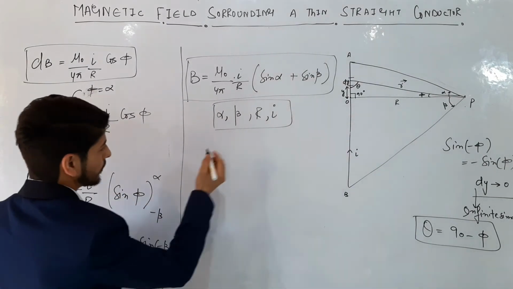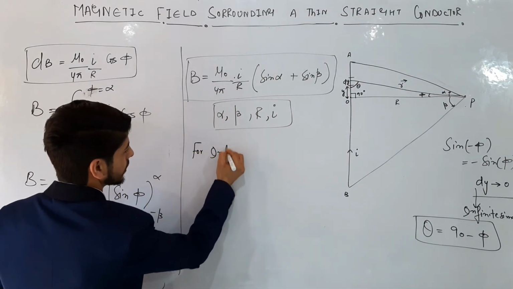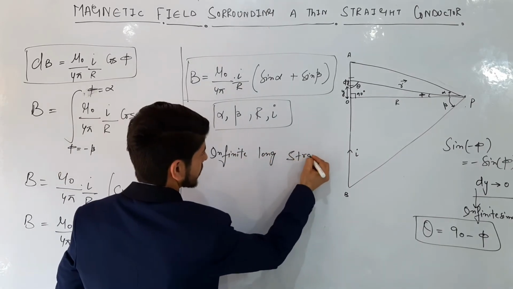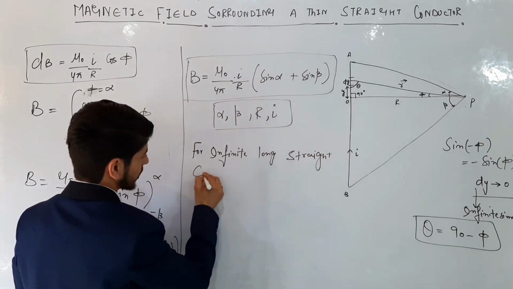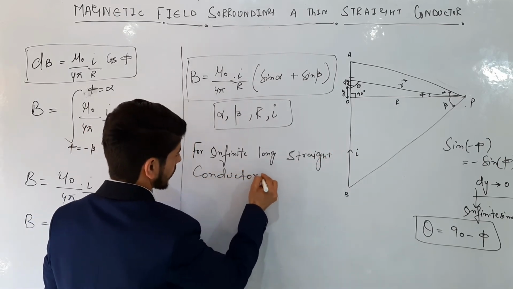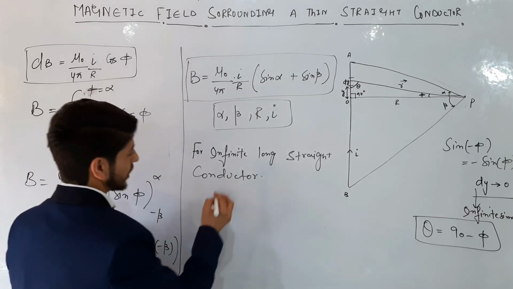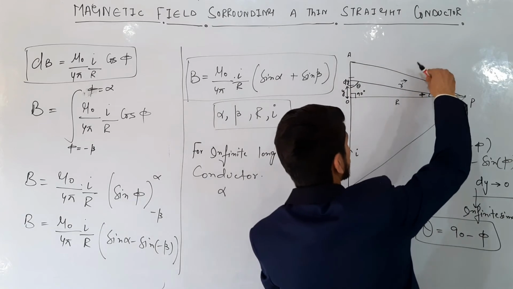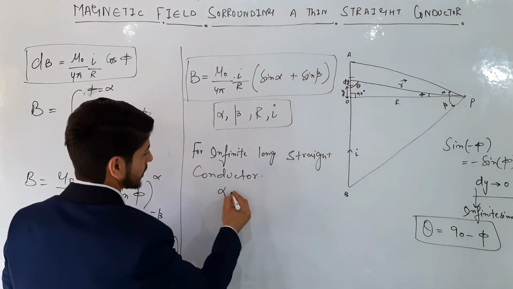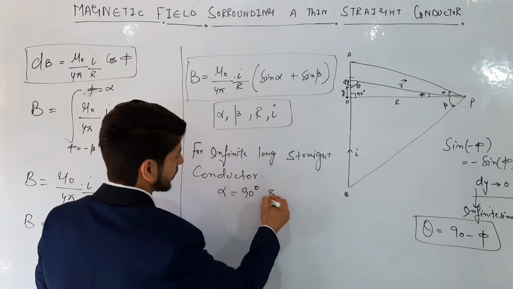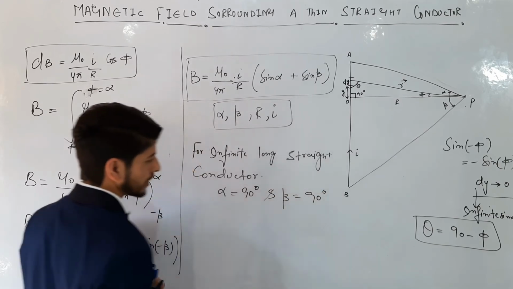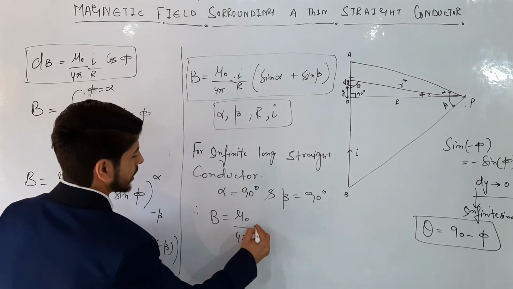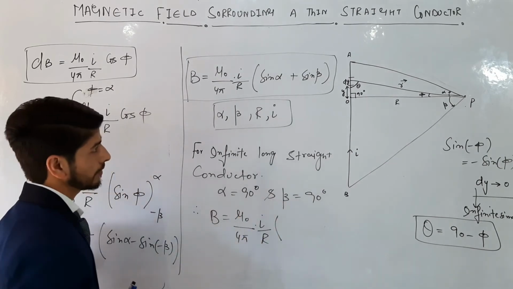Now ultimately, if you find it for an infinitely long straight conductor, what will be the value of the magnetic field? You know that for a long straight conductor, what will be the value of alpha? It will increase, and ultimately it will become 90 degree. And what will be the value of beta? Same here, it will be 90 degree. Therefore, what will be the value of B? It will be mu naught upon 4 pi into I upon R into, what's the value of sine 90 degree?